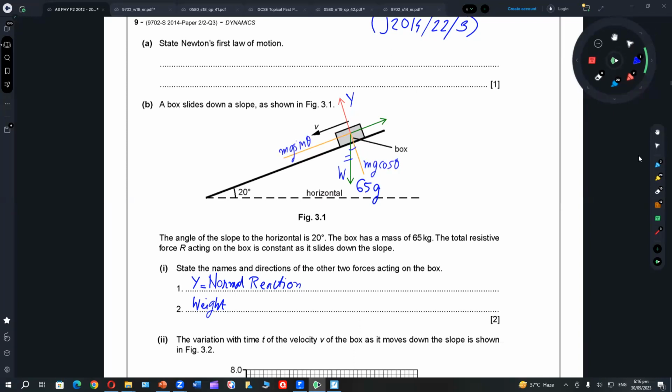I have resolved it. The object is going downward. So how can we make the equation? If an object is going downward, the resultant force is always equal to greater force minus smaller force.